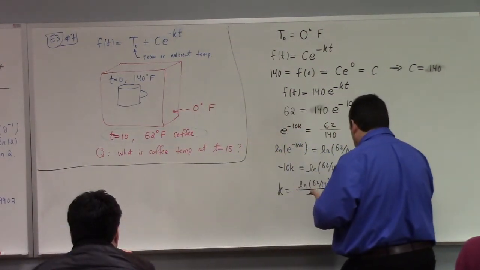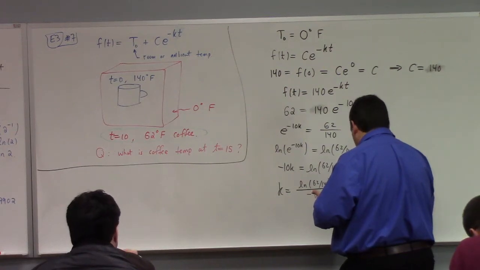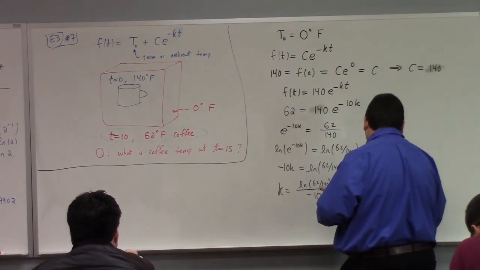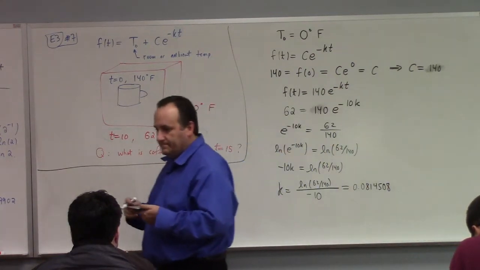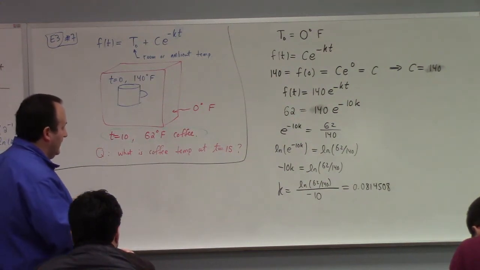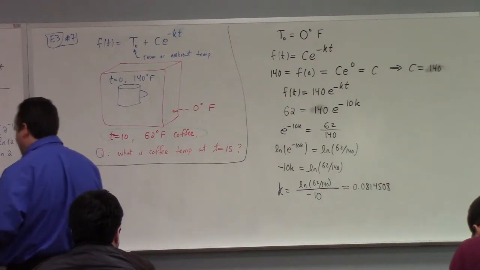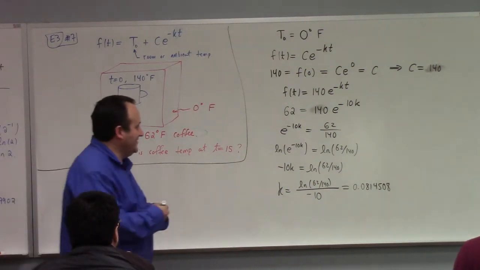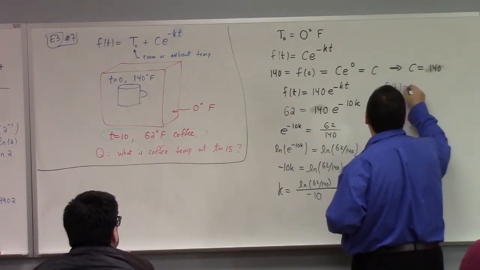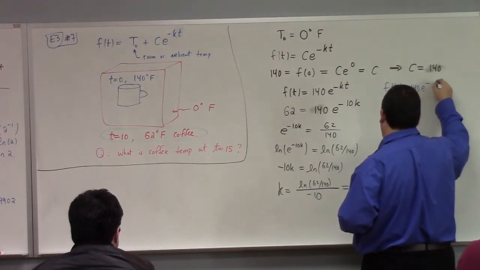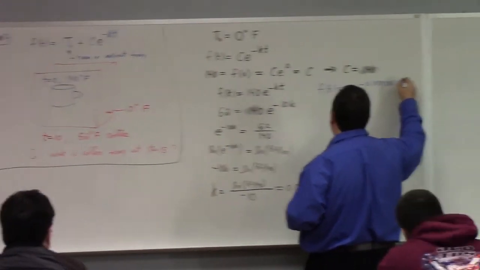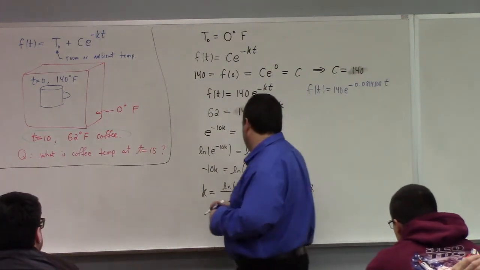So I get 0.08145508. I'll keep that many digits for you guys. So there's my k, okay? Sorry, I can't refuse the joke, it's just there. f of t is 140 e to the minus 0.08145508 t. All right?